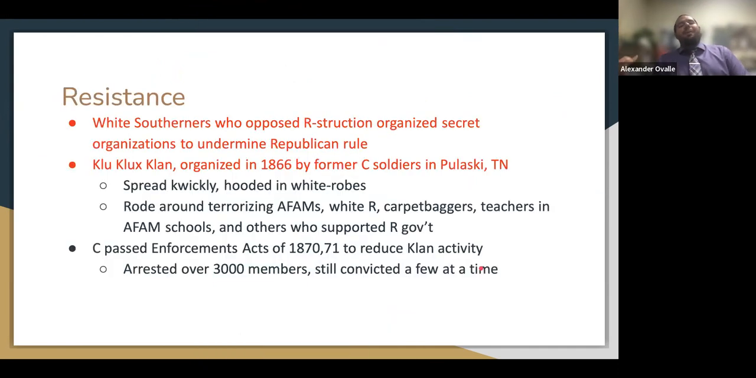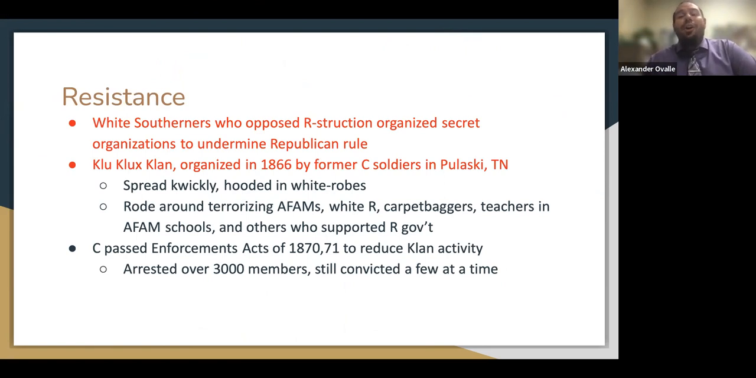All right, so there's going to be resistance. Hopefully you've talked about this before or you've heard about this. White Southerners are going to heavily oppose Reconstruction. They're going to organize secret organizations to undermine Republican rule in the South, called the Ku Klux Klan. It was organized by former Confederate soldiers in Tennessee. Their organization will spread quickly.